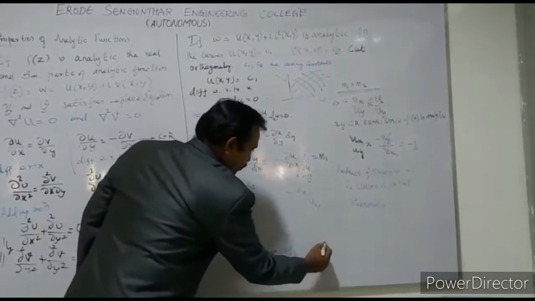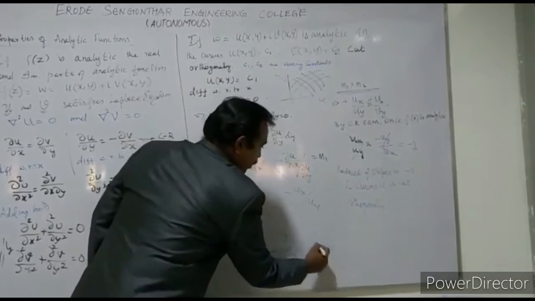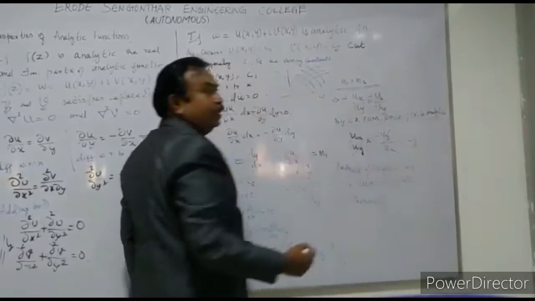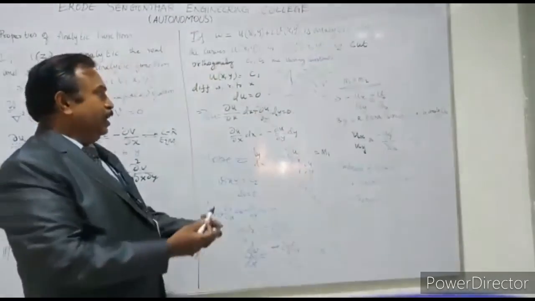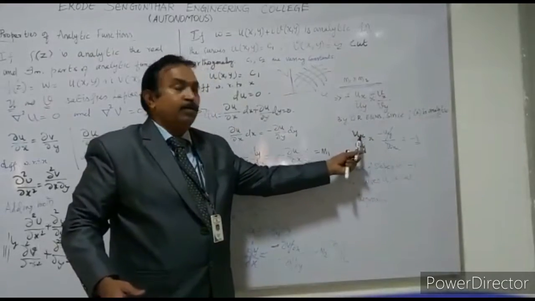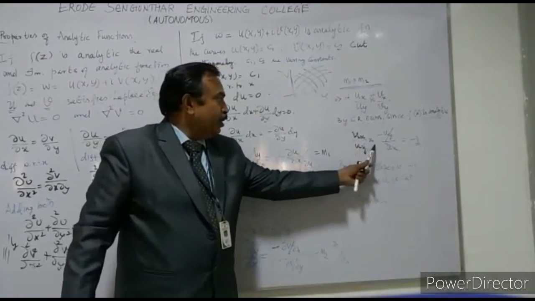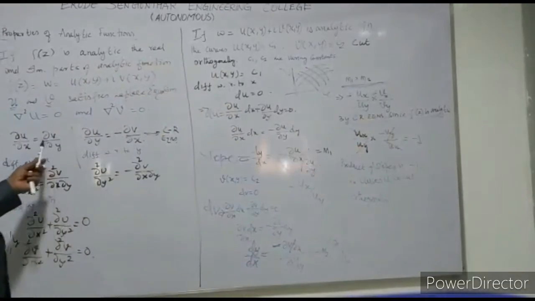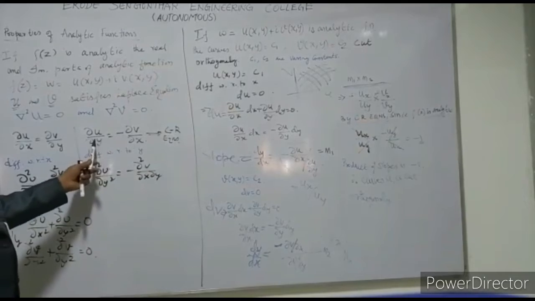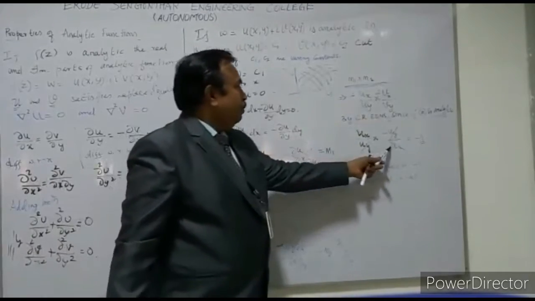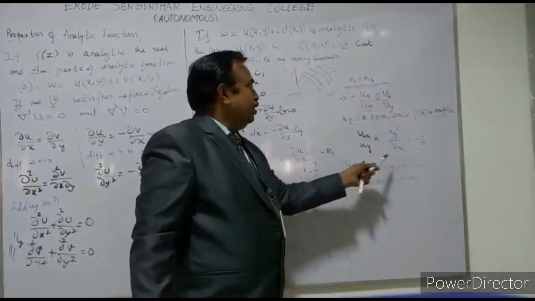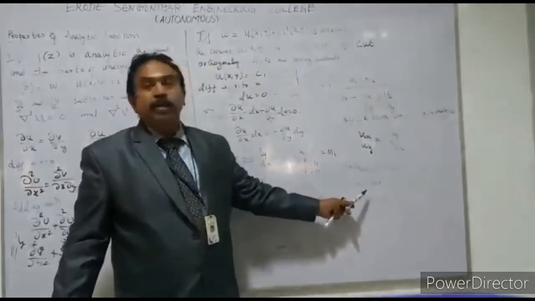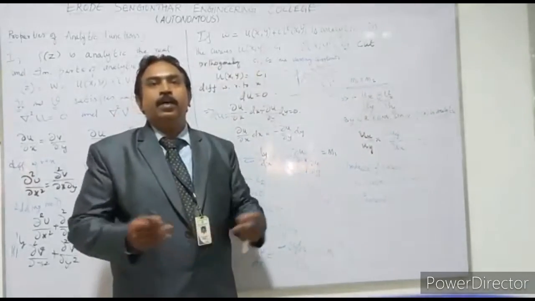Here it is, vx divided by vy. Applying the CR equations, since we have assumed the function is analytic, we have ux divided by uy into vx is equal to minus uy. We have the CR equations here: vx is equal to uy. Applying this and finding the product, we get minus 1. So the product of the slopes is equal to minus 1. Therefore, the curves C1 and C2 cut orthogonally.